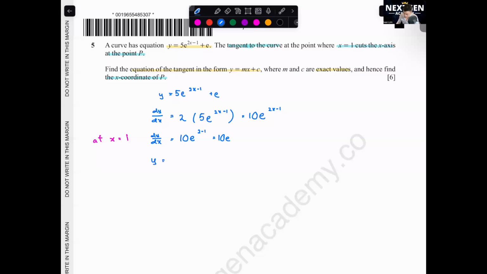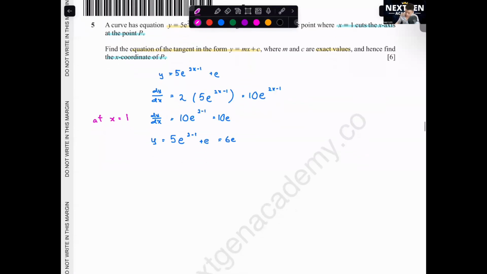Okay, the y value, now I substitute in x equals 1. So 5e^(2-1) plus e. Okay, 5e plus e, you get 6e. Okay, so what are the values that I have? m is equal to 10e, and then I have the point (1, 6e).